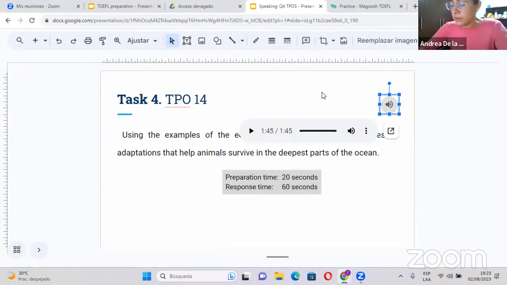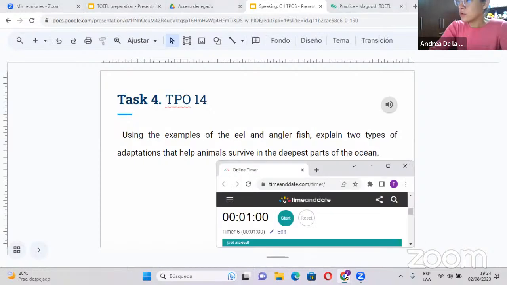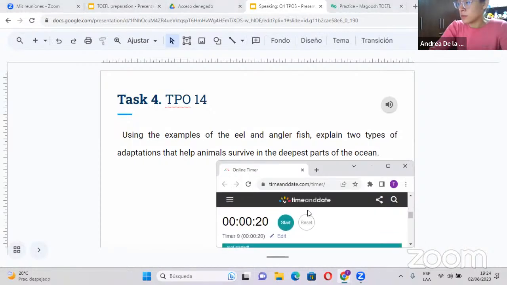Now the question says, using the examples of the eel and anglerfish, explain two types of adaptations that help animals survive in the deepest parts of the ocean. You will now have 20 seconds to prepare your responses.